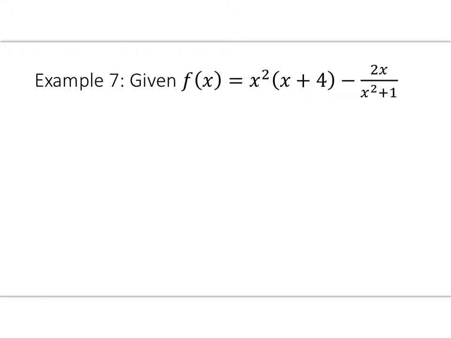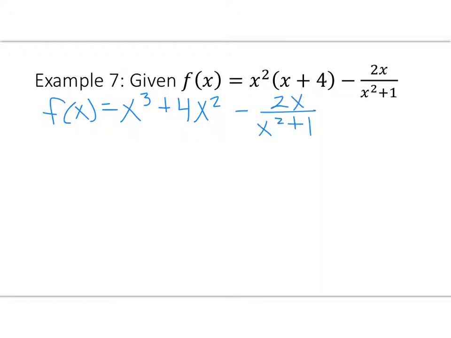Okay, so here we have f of x equals x squared times x plus 4 minus 2x over x squared plus 1. So again, we can do this multiple ways. I'm going to first try to simplify as much as I can because I like to take the derivative of as simple of a function as I can. So f of x here would equal x cubed plus 4x squared minus 2x over x squared plus 1. That I can't simplify. So now to get my derivative, I do the derivative of each term.